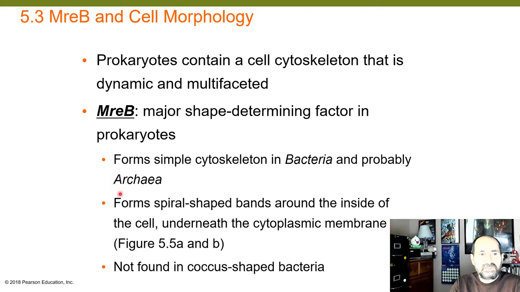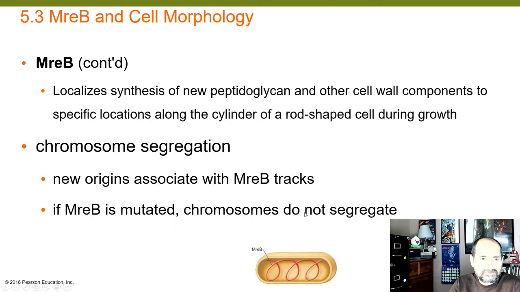So how does it work? The MreB forms a spiral-shaped band around the inside of the cell just underneath the plasma membrane. And MreB localizes synthesis of new peptidoglycan and other cell wall components to specific locations. And it's involved, like I said, in chromosome segregation, so the fact that the two new chromosomes separate to opposite poles of the cell.